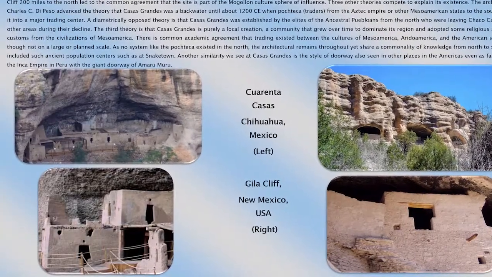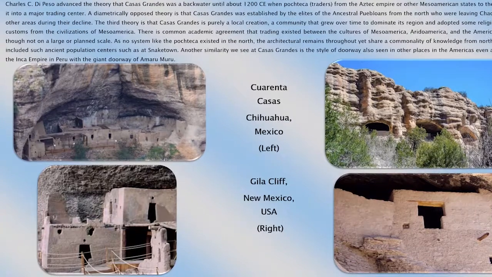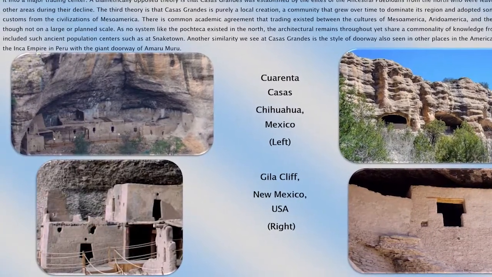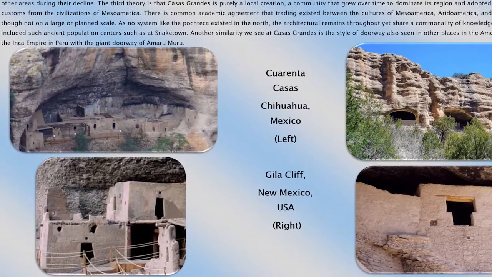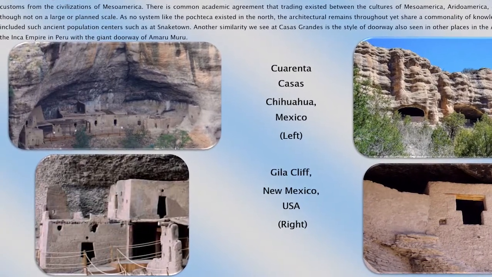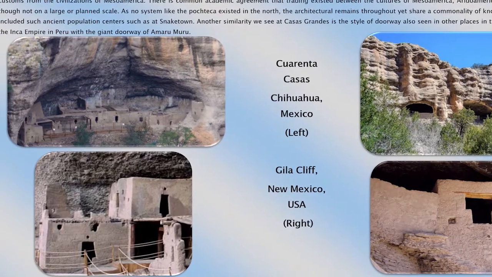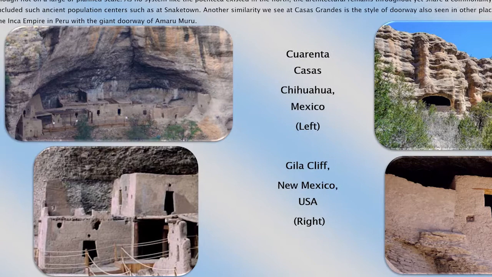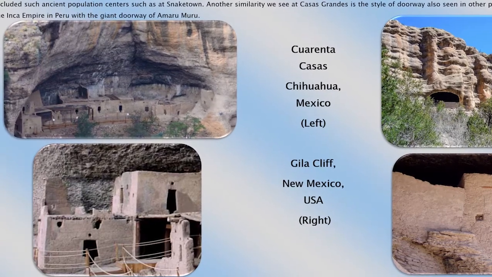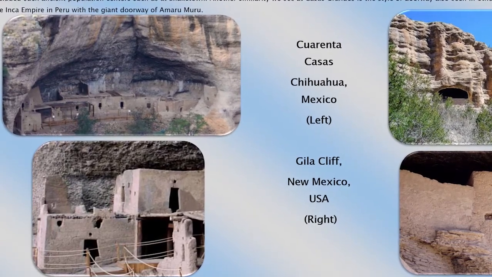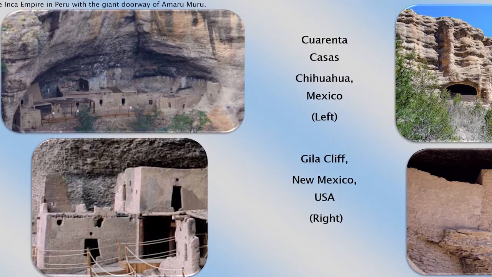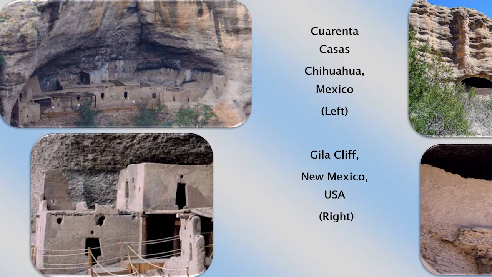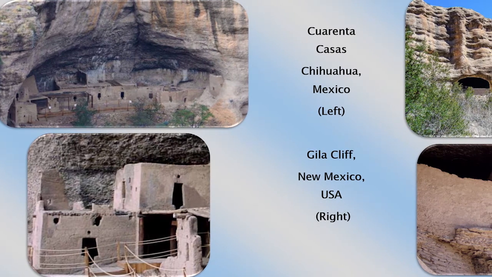Various theories exist as to the inhabitants of Casas Grandes, but the most logical relationship of Casas Grandes to Cuarenta Casas, also known as 40 Houses in English, 60 miles to the south, and to TJ ruins and Gila Cliff, 200 miles to the north, led to the common agreement that the site is part of the Mogollon culture sphere of influence. Three other theories compete to explain its existence. The archaeologist Charles C. Di Peso advanced a theory that Casas Grandes was a backwater until about 1200 CE, when Pochteca traders from the Aztec Empire or other Mesoamerican states to the south turned it into a major trading center.